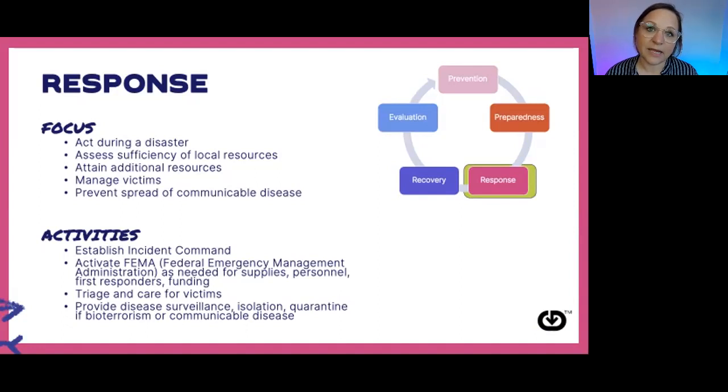FEMA might be activated. FEMA stands for the Federal Emergency Management Agency. It's a federal level of support for disaster management. And so if the local and state resources to manage an event are overwhelmed, then FEMA will be activated for additional supplies, personnel, first responders, and funding. Other activities during this step include triage and care for victims, and then providing disease surveillance, isolation, and quarantine if bioterrorism or a communicable disease is expected, to minimize the impact to the community and prevent the spread.